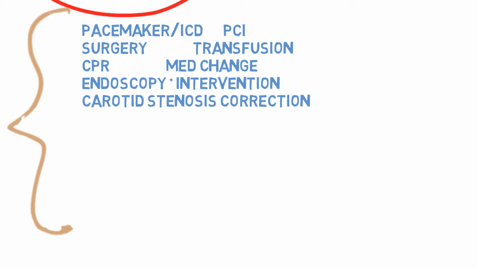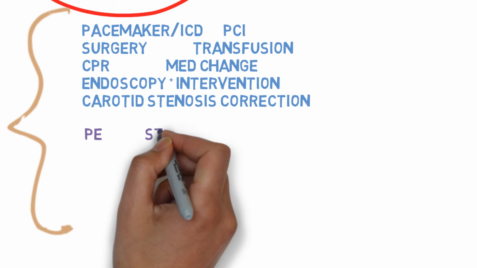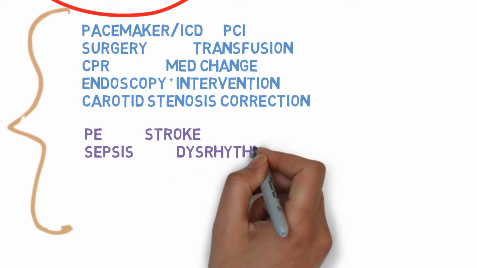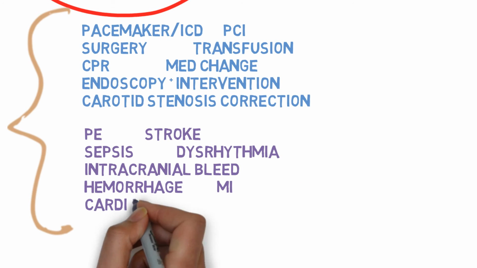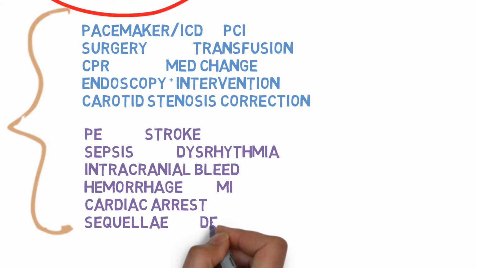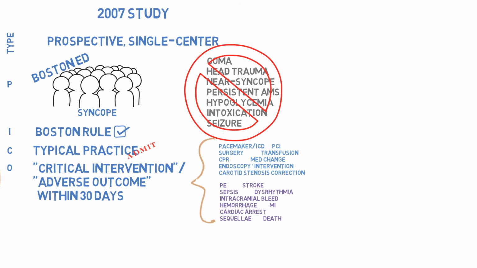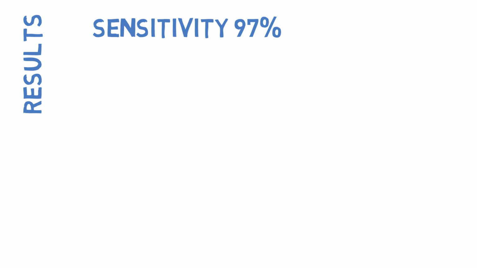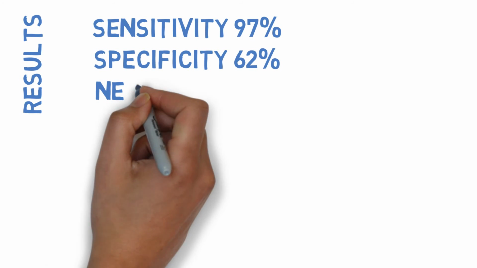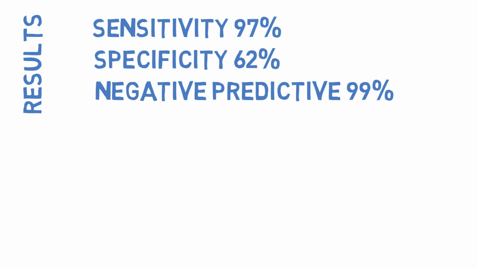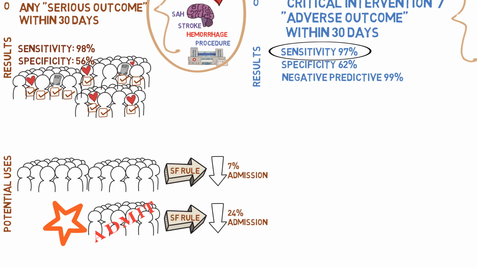Adverse outcomes included PE, stroke, sepsis, dysrhythmia, intracranial bleed, hemorrhage, MI, cardiac arrest, serious sequelae of syncope like rhabdo or fracture, and death. The results of this study were, again, pretty promising. The sensitivity of the Boston criteria was 97%, the specificity was 62%, and the negative predictive value was 99%. These values are in line with those cited in the original San Francisco criteria validation study.